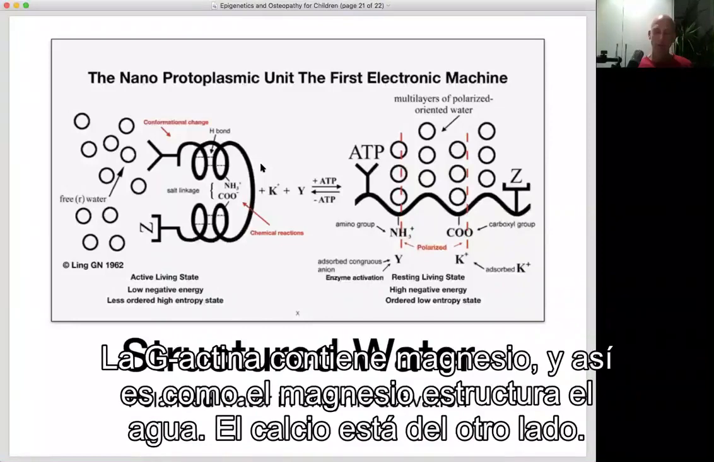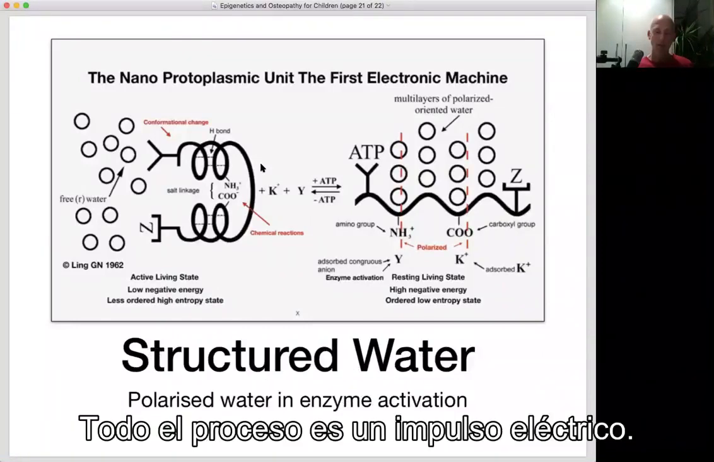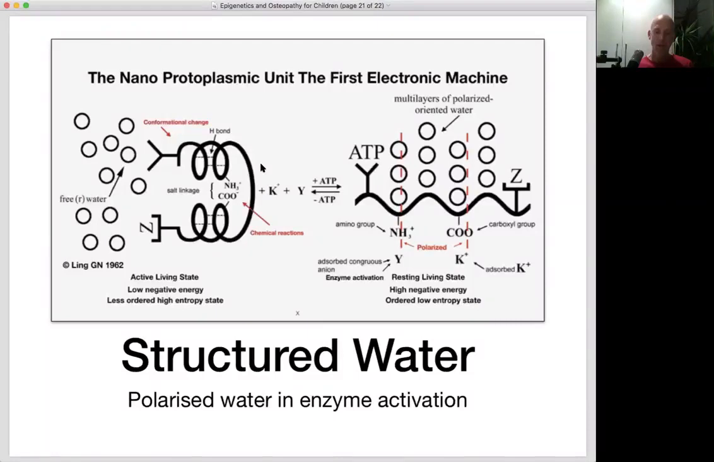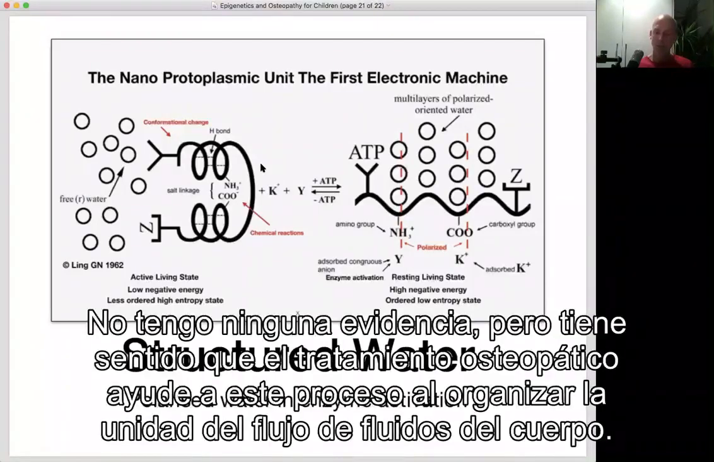Calcium is also on the other side. The whole process is an electrical impulse. I don't have any evidence, but it makes sense that osteopathic treatment assists this process by organizing the unity of the flow of fluids in the body.